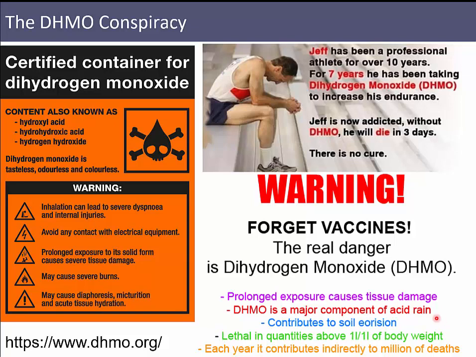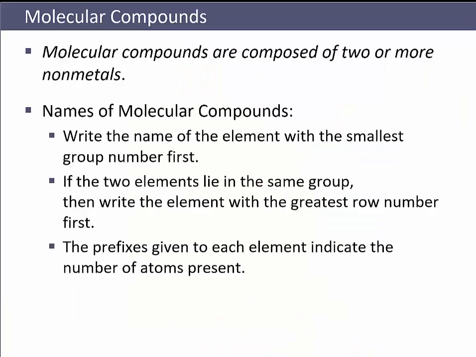All right. Molecular compounds. They're going to be composed of 2 or more nonmetals most of the time. So you're going to write the name of the element with the smallest group number first. If the 2 elements lie in the same group, then you write the element with the greatest row number first. So basically, toppest and leftist goes first. The prefixes given to each element indicate the number of atoms present. So you wouldn't call it dioxide mononitrogen, right? You do mononitrogen dioxide or something.